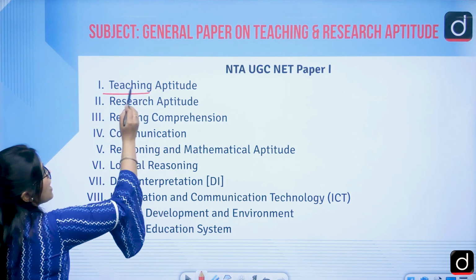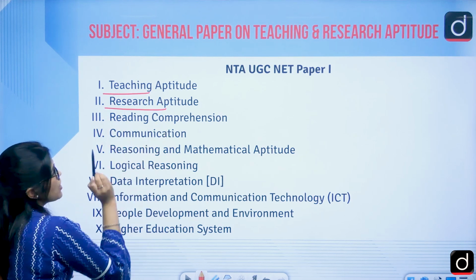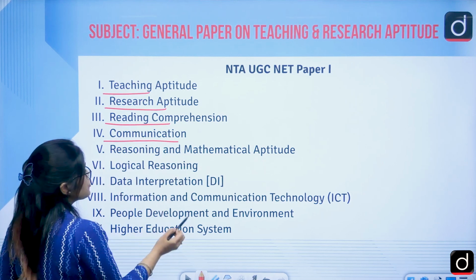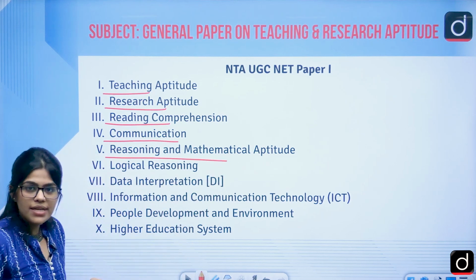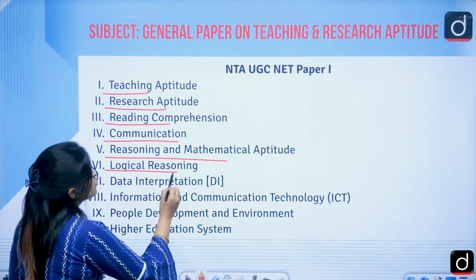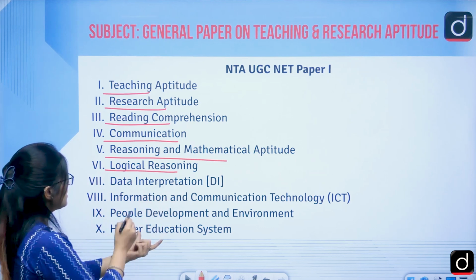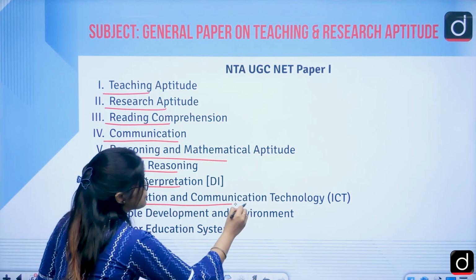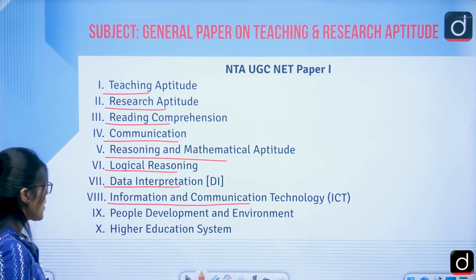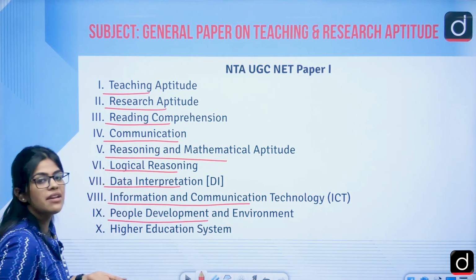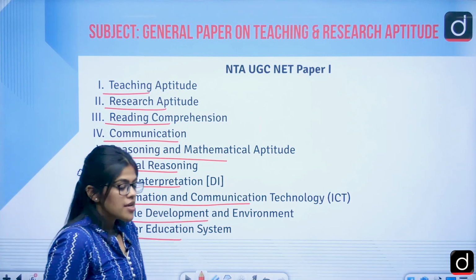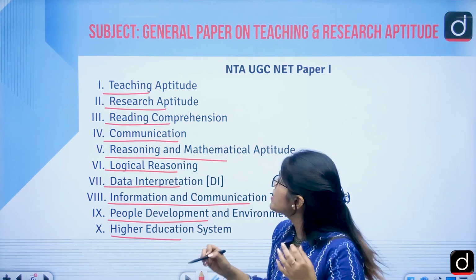We have teaching aptitude, research aptitude, reading comprehension, communication, reasoning and mathematical aptitude, logical reasoning, DI, that is data interpretation, ICT, information and communication technology, people development and environment, and last but not the least, higher education. So in my classes, I'll be dealing with 3 units.